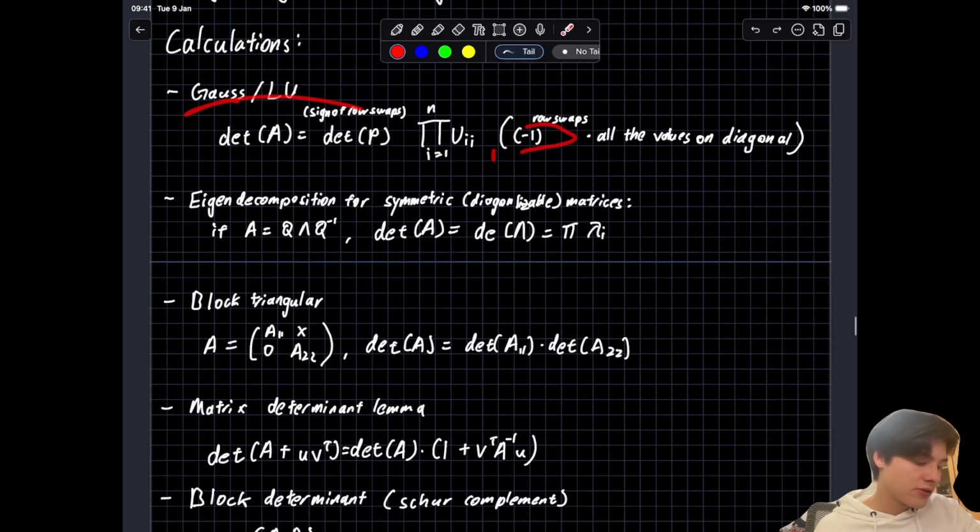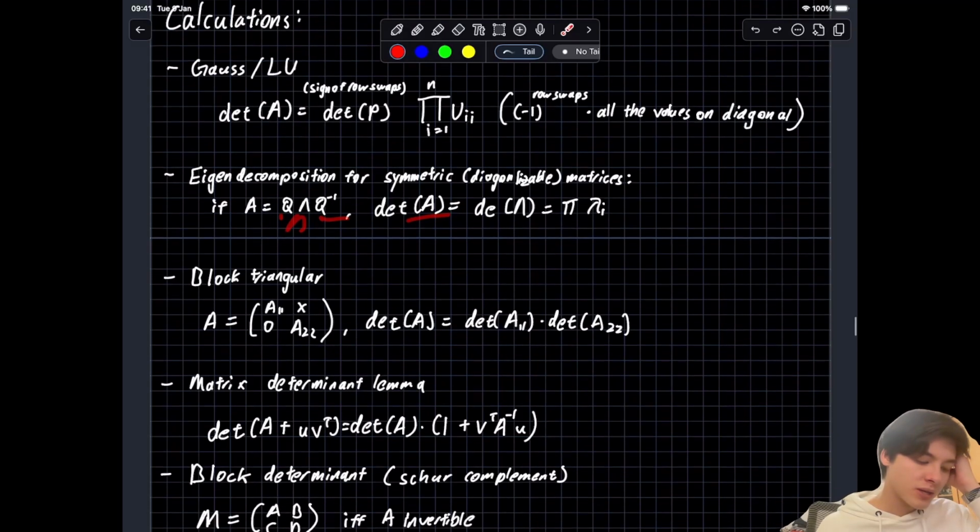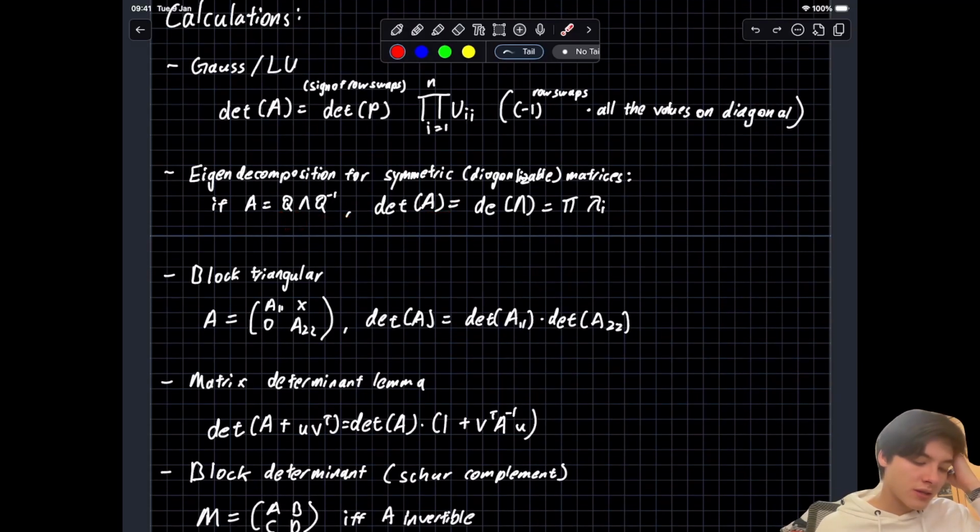We do Gauss LU. We could do eigendecomposition for symmetric diagonal, that means diagonalizable matrices. So we turn A into Q, a diagonal matrix. Then the determinant of A is just the determinant of this diagonal, which is just multiplying all the eigenvalues.